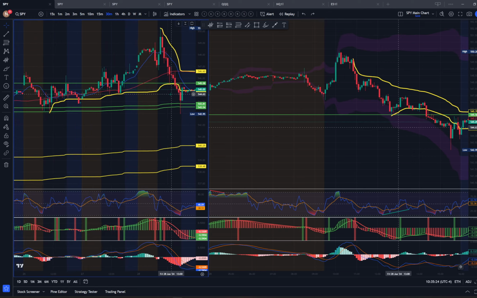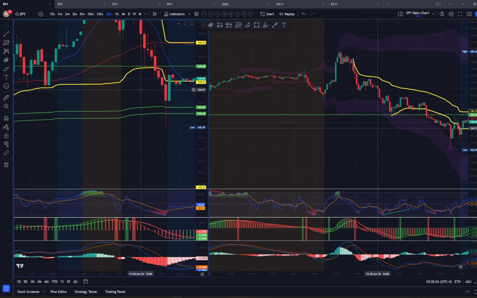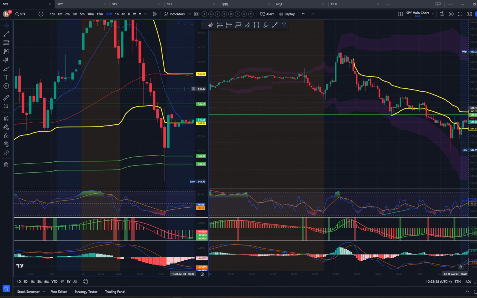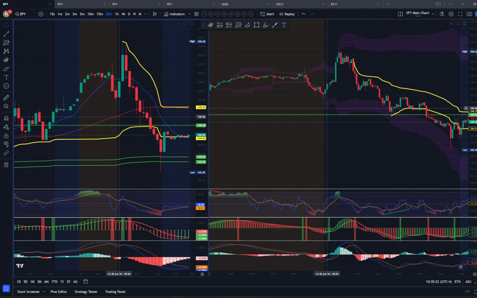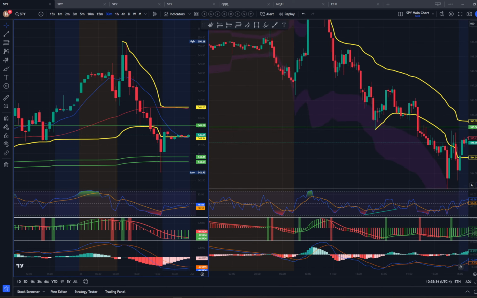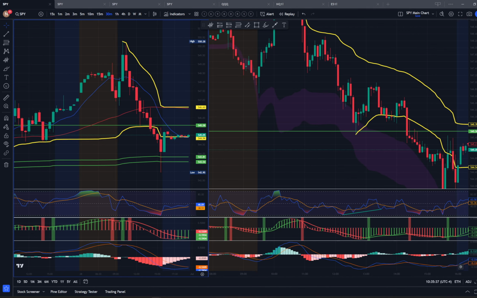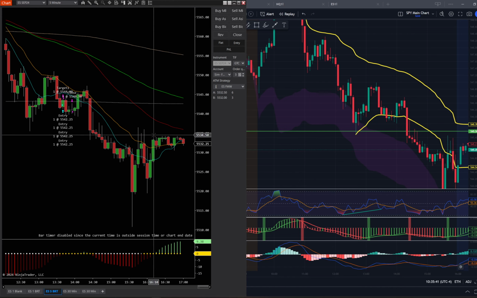There we go. Let's just start this over so I can timestamp it again. So trade two, what did I do? Trade two, I pull up the Ninja.